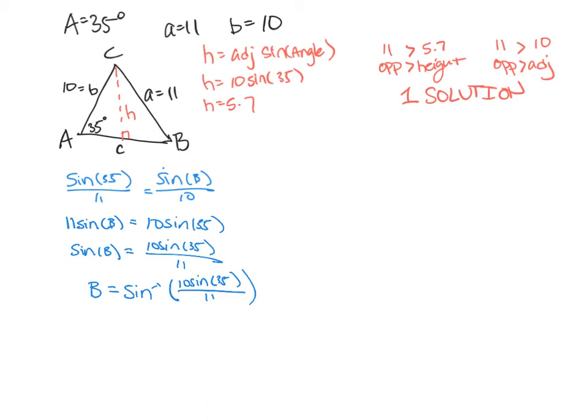We are going to plug all of this into our calculator and get that angle B is 31.4 degrees. Okay, so we have 31.4 degrees. I have 2 of my angles. Let's find the third. So angle C is going to be 180 minus 35 minus 31.4, and we are going to get 113.6 degrees for this whole angle right here.